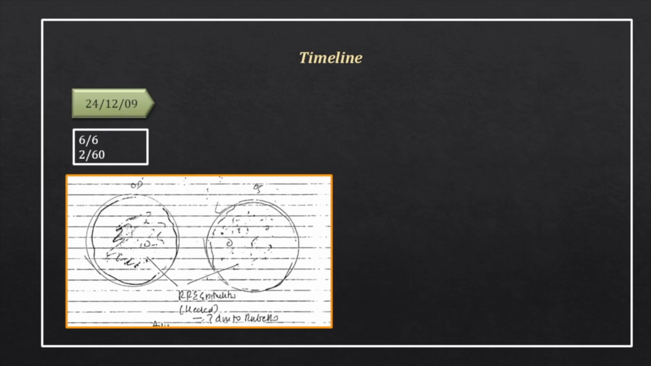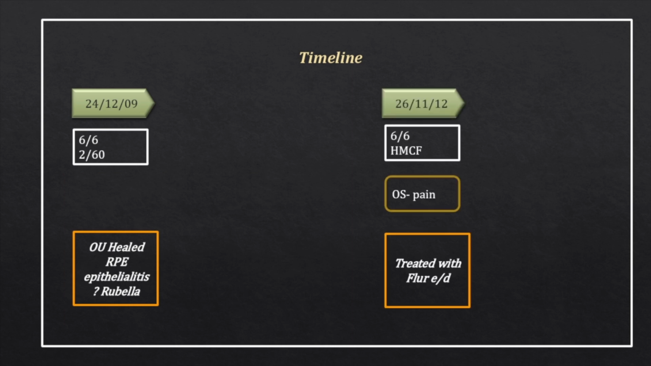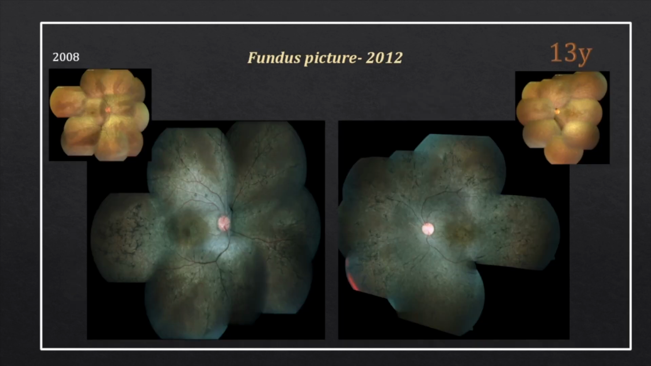Coming to following up the case from 2009, the right eye vision almost improved to 6/6. However, the provisional diagnosis still remained healed RP epitheliitis. In 2012, he presented with mild pain in the left eye for which he was treated symptomatically. This is the fundus picture in 2012 when the child was 13 years of age as compared to that of 2008.